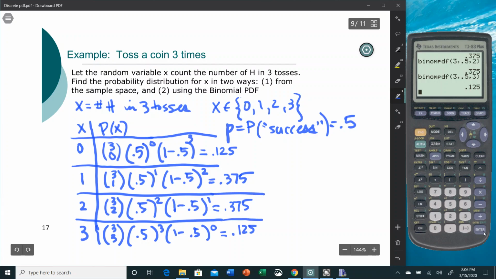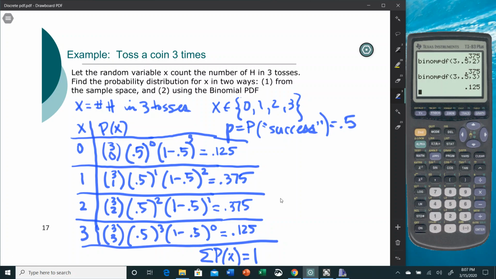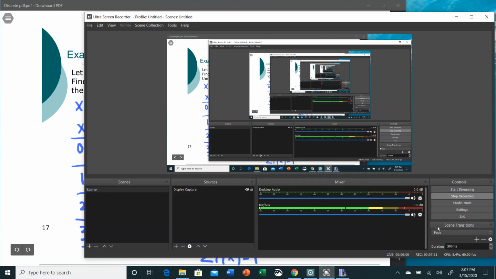Now, if you add up all of these cases, the sum of P of x here, since this is a probability distribution, will add up to 1. And this is the same as the result that we had gotten before spring break when we found the probability distribution for x using this sample space. We did that before spring break. Okay, so we'll continue with this with the next example in a few minutes.